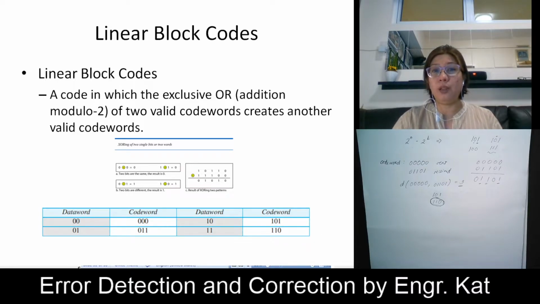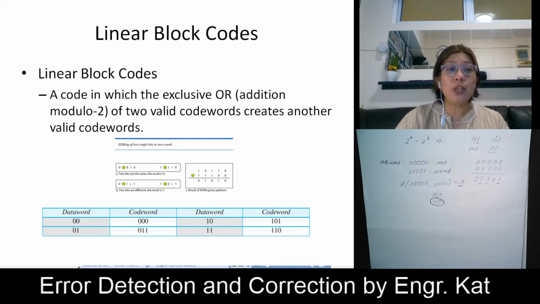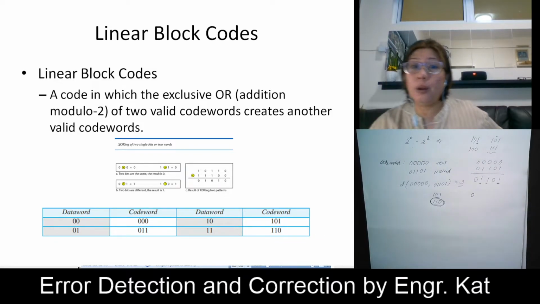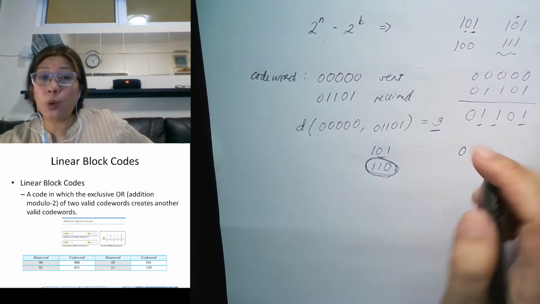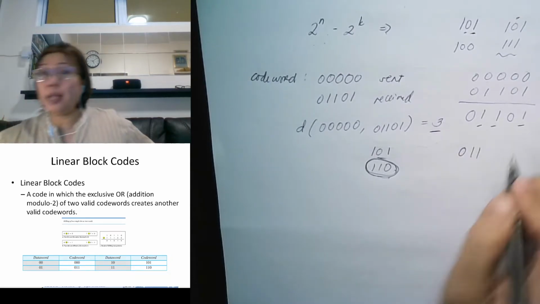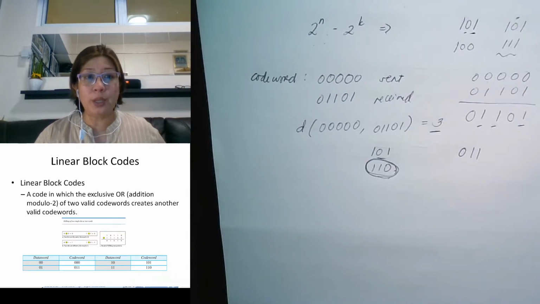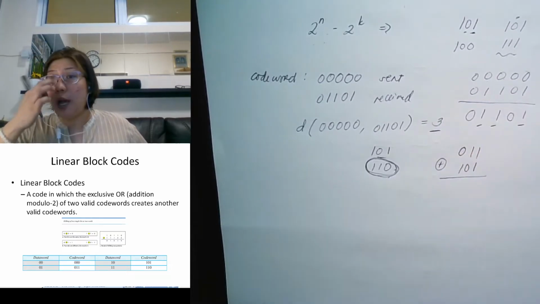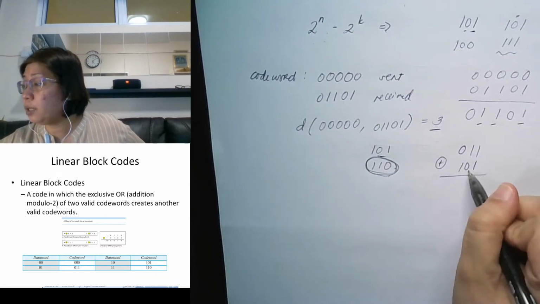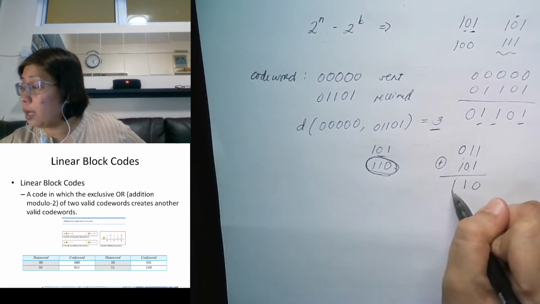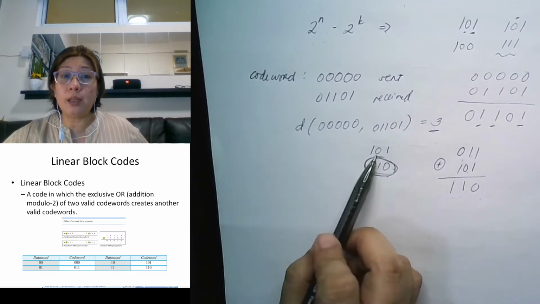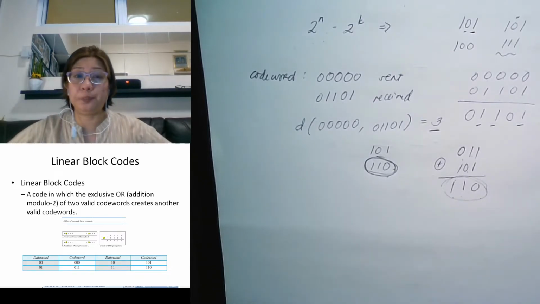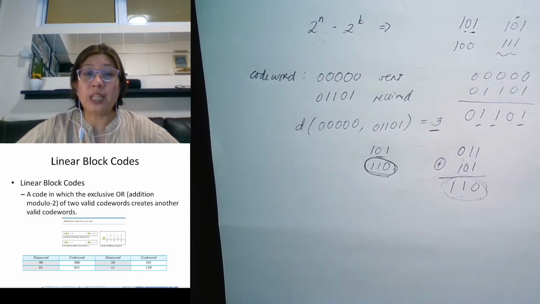How do we give an example of linear block codes? In this table, for example, let us XOR the second and third code words. Our second code word is 011, and our third code word is 101. How do you XOR them? 1 and 1 give you 0, 0 and 1 give you 1, 1 and 0 give you 1. So that gives 110. XORing two valid code words gives another valid code word, because 110 is in your valid code words list. That is what we mean by linear code words.